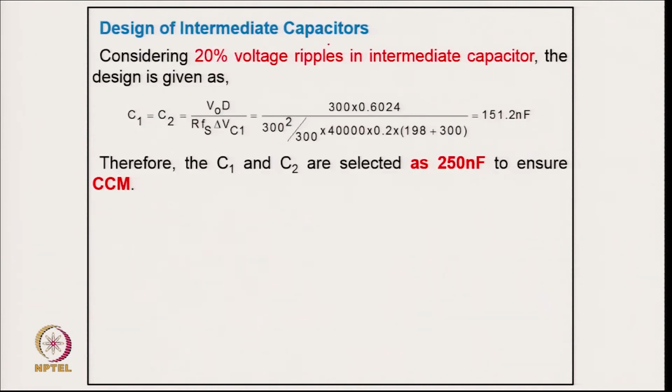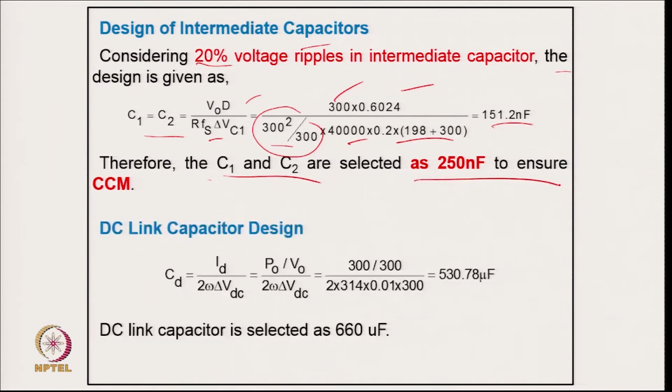Now, coming to the design of the intermediate capacitor. We consider 20% ripple across them, and this is the relation for the intermediate capacitor. Putting in the values corresponding to the equivalent load resistance, then the output voltage, duty cycle, switching frequency and ripple voltage across this capacitor, it comes to 151.2 nanofarad. To make the voltage across C1, C2 continuous, we select a value higher than this. So, we select 250 nanofarad to ensure continuous conduction of voltage across these capacitors.